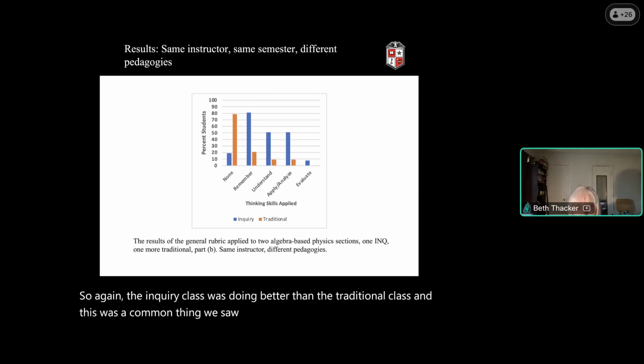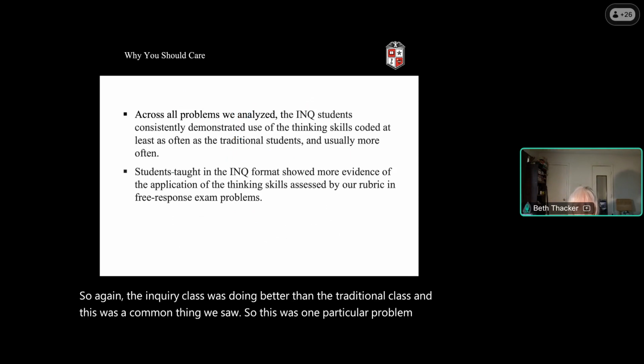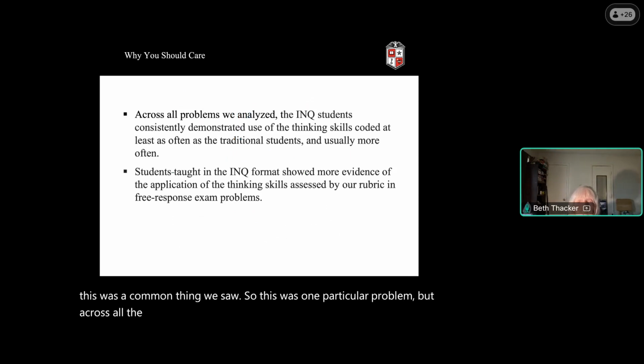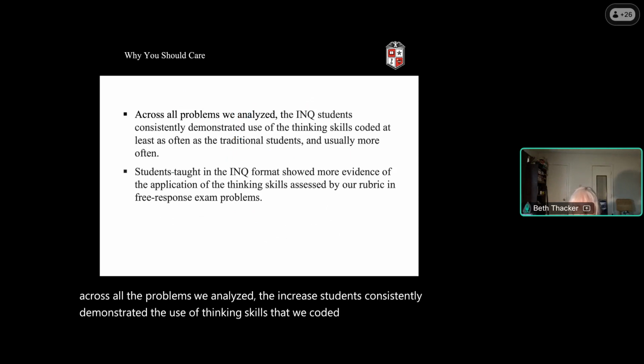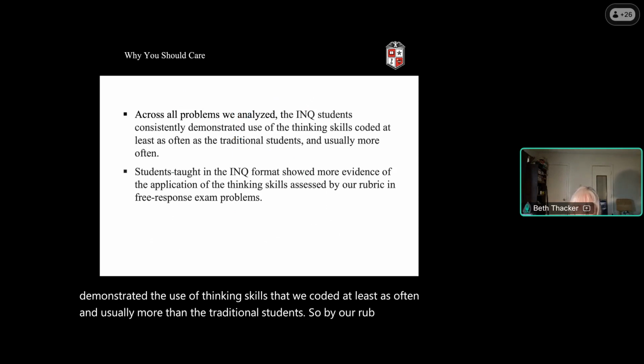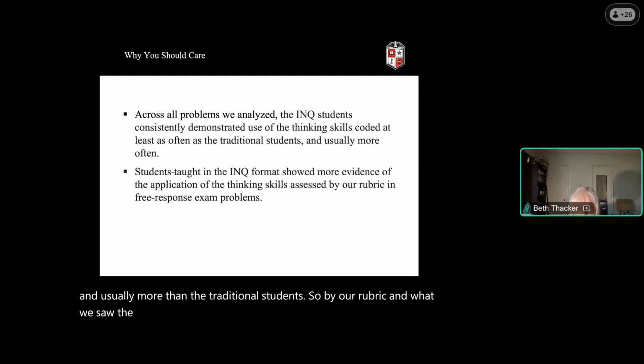This was one particular problem, but across all the problems we analyzed, the inquiry students consistently demonstrated the use of thinking skills that we coded at least as often and usually more than the traditional students. So by our rubric and what we saw, the inquiry-based students were doing better in thinking skills. I'll go on from there.